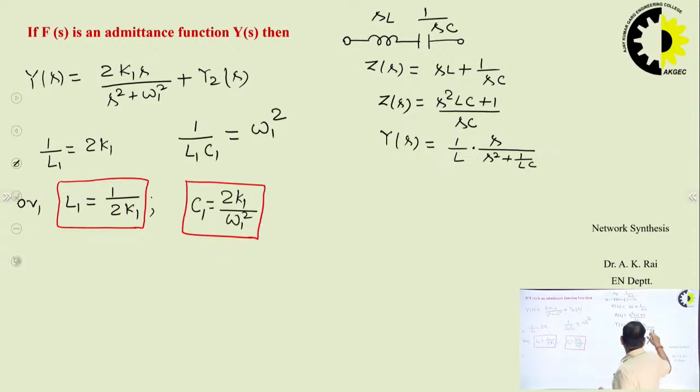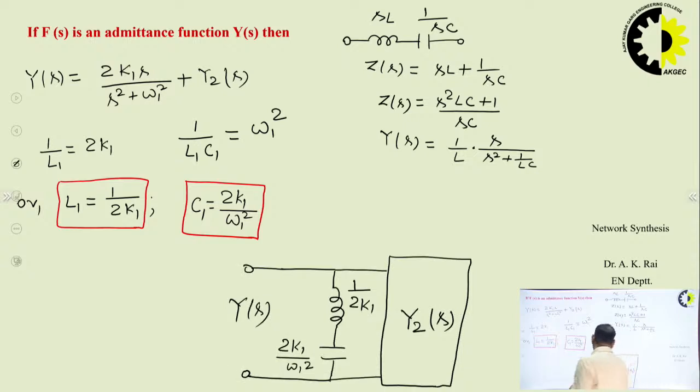Now compare 1 by LC is omega n square, so we get C1. If the admittance is given, then we can get the value of L and C in this way. So this is the result, the value of L and C in series, and then Y2s. Further, depending upon what the case is, we can carry out the other methods, like removal of pole at infinity and zero.